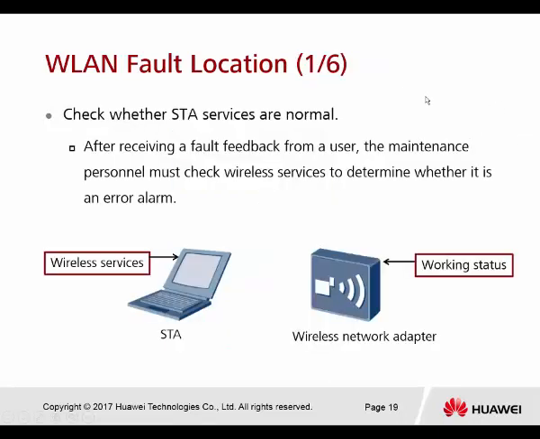The fault location, number 1. Check whether the STA receives the service normally. After receiving a fault feedback from a user, the maintenance personnel must check the wireless service to determine whether it is an error alarm. So we check on the STA and double confirm whether the network card has been disabled on the STA.